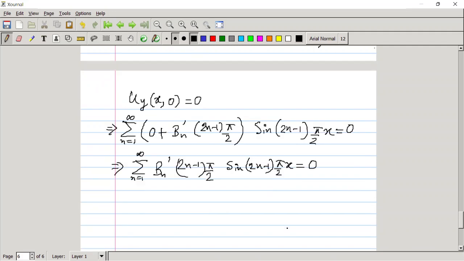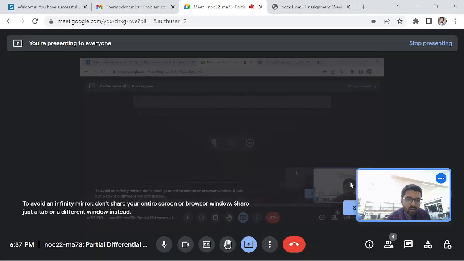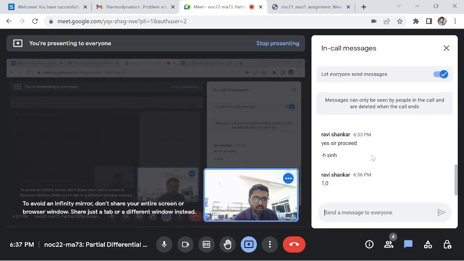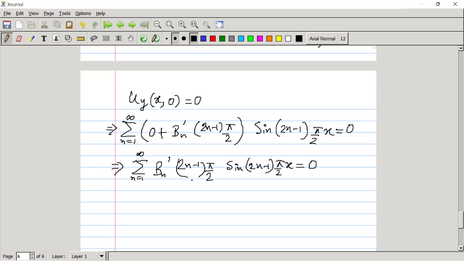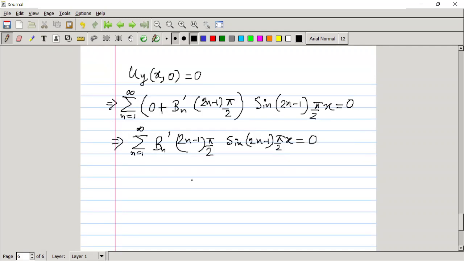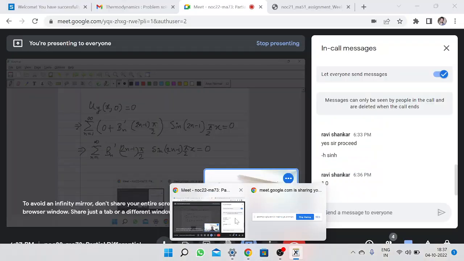Now can you tell what is the value of bn dash from this? Let me show the chat. No, it is not there. Robi, what is the value of bn dash from this? You have any idea? Anything? Otherwise, I will tell.